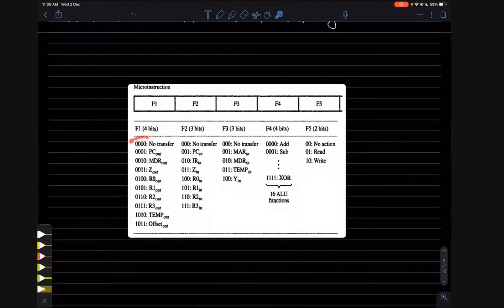So we have to put them in one group and we have to code them starting from 0000. So 0000 means no operation, no transfer. That means we don't want to transfer any data from the register, then we can write 0000.